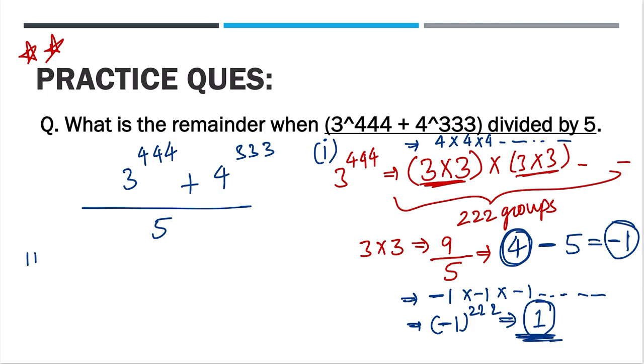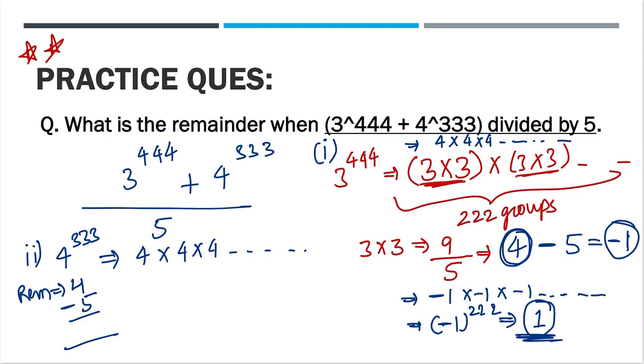Now part number 2. I have to divide 4 raised to power 333 by 5. Now just start with the counting. There are two ways to do this question. I can write it as 4 into 4 into 4, 333 times. What is 4? When 4 is divided by 5, it gives me a remainder of 4. I can say it is 4, or I can subtract 5 from it, and it is going to give me minus 1. Is it clear?